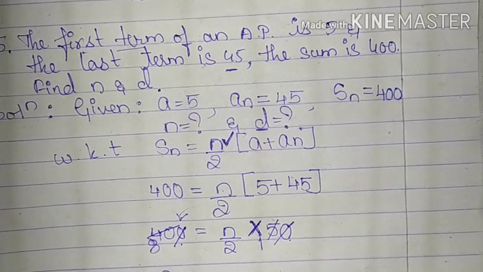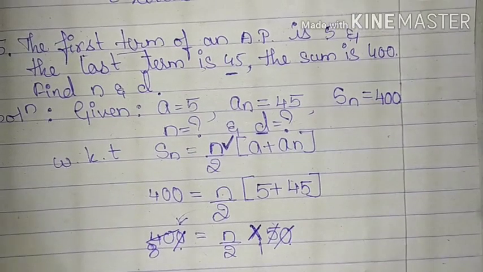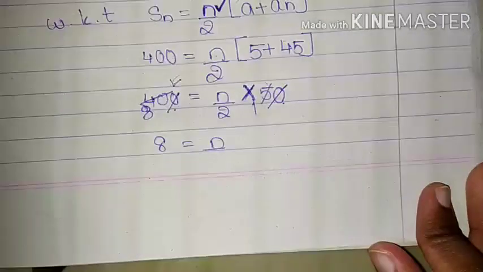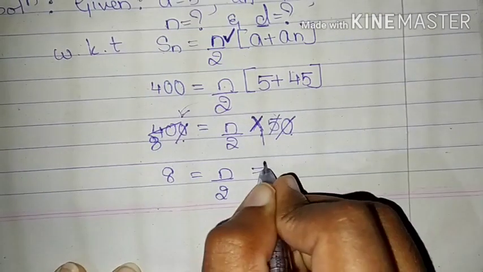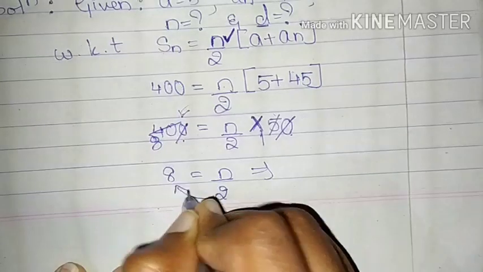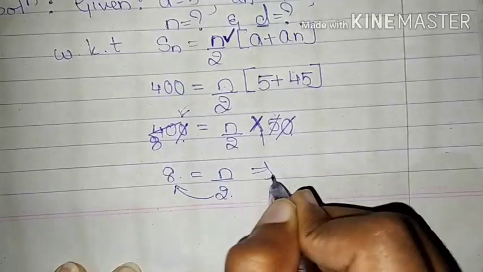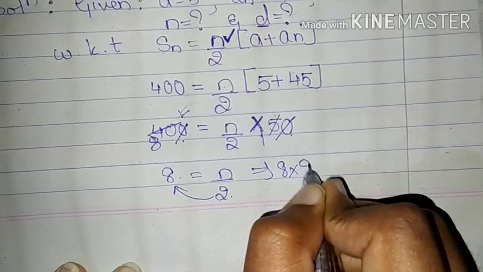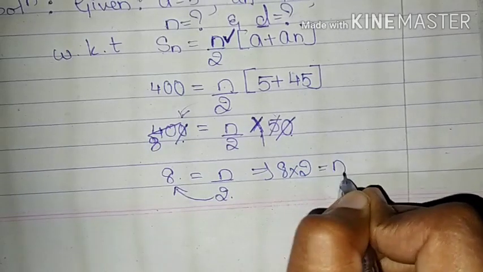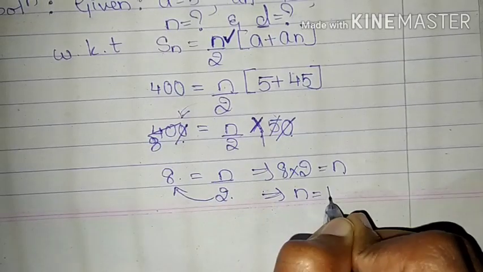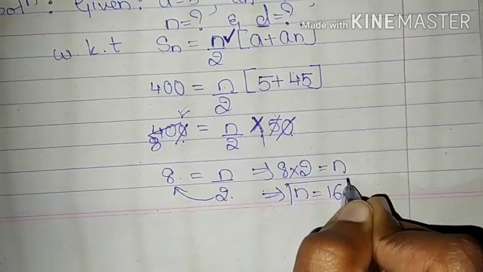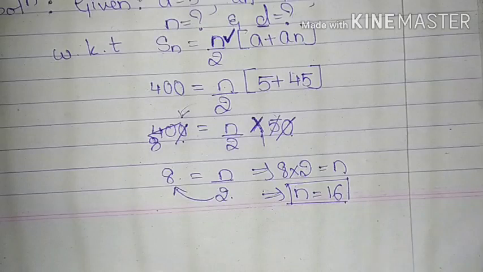So 8 is equal to n by 2. This implies when I transpose 2, which is divided here, it will be multiplied. 8 into 2 is equal to n. So this implies n is equal to 16. So we solved half of our problem here.